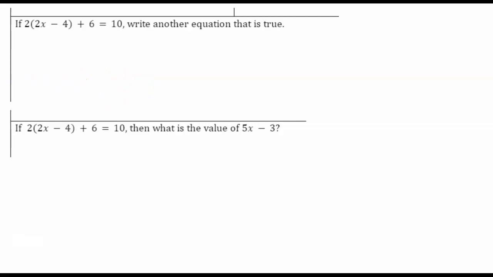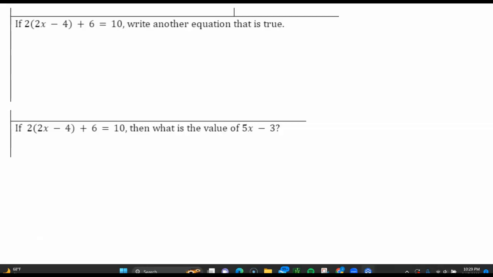All right. If 2 times 2x minus 4 plus 6 equals 10, we are asked to write another equation that is true. And then it says, what is the value of 5x minus 3? So we have a few things to do. Let's just start by solving this equation and see what happens. 2 times 2x is 4x. 2 times negative 4 is negative 8. Plus 6 equals 10. This would be an equivalent equation.